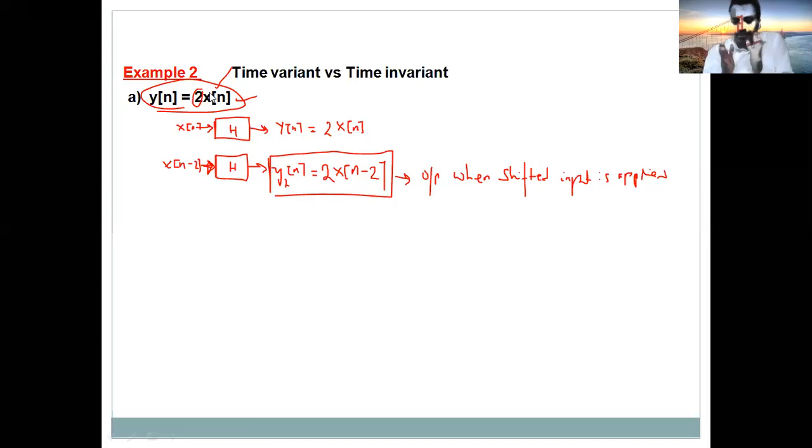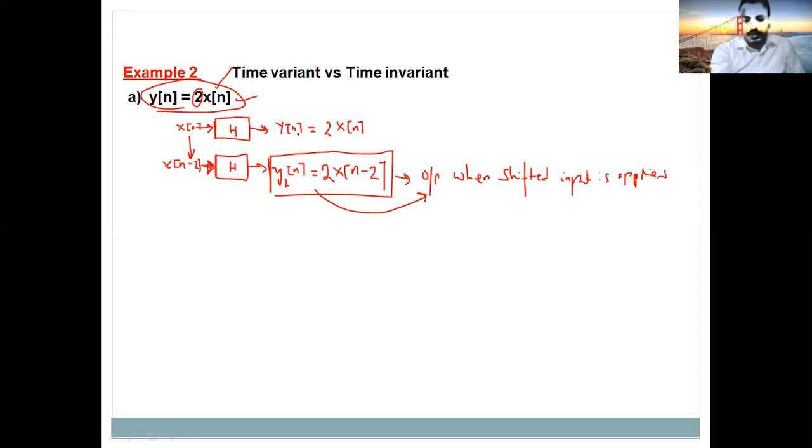Is it time variant or invariant? We are checking that. In order to check time variant or time invariant, apply input x of n, record the output. What is the output? The output is 2 times x of n. Same input, but shifted by some constant, in this case by 2, apply, record the output. Now this output is the output of the system when the input is shifted. This is the output without shifting the input.